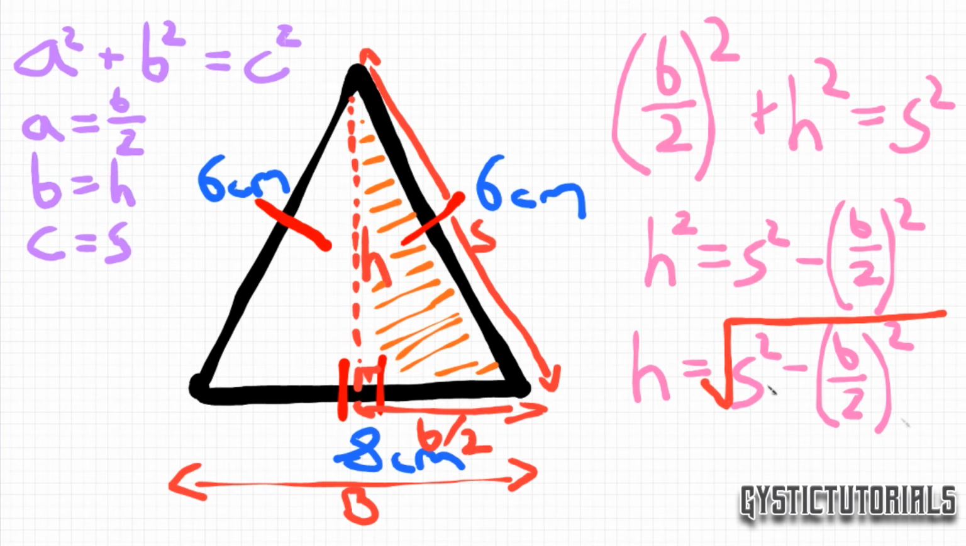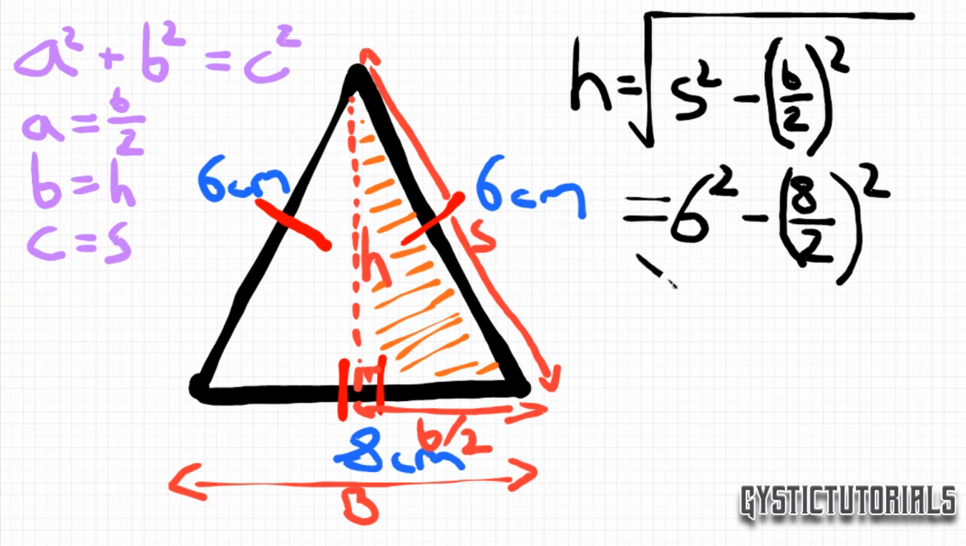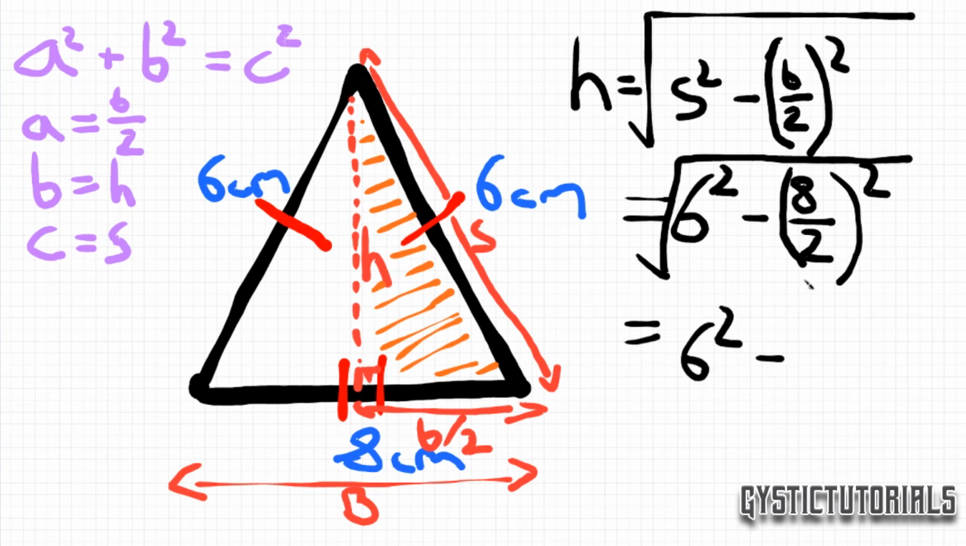So now what I'm going to do is just quickly plug in the values to find H. S, which is this side, is equal to 6. So we'd put in 6 squared, take the base over 2. The base is 8, 8 over 2, and you've got to put it in brackets. And now you want to square root this. We'll always work out the brackets first. Now it would be 6 squared, take 4 squared, because that's just 8 divided by 2. And it still needs to be square rooted.